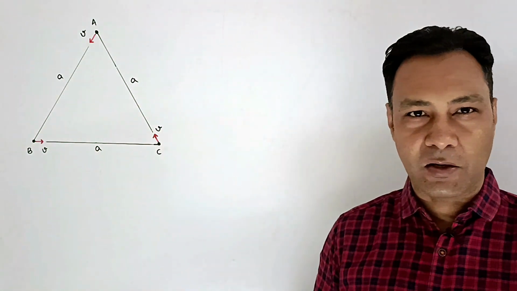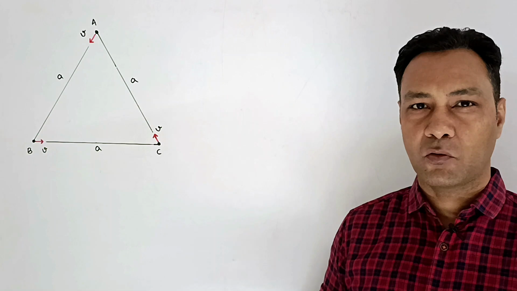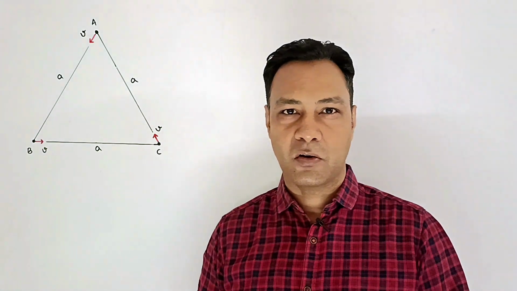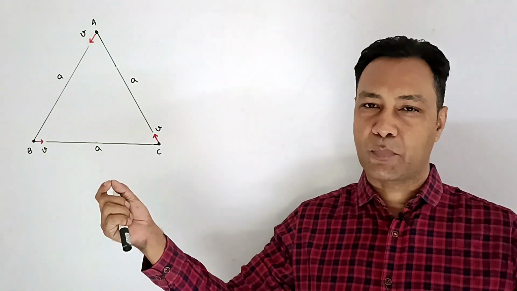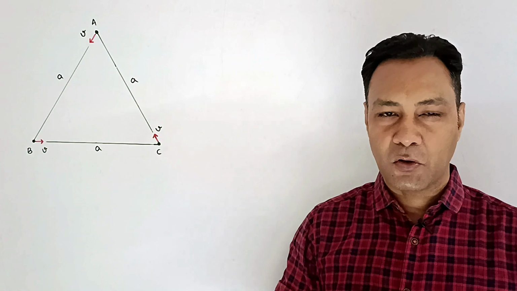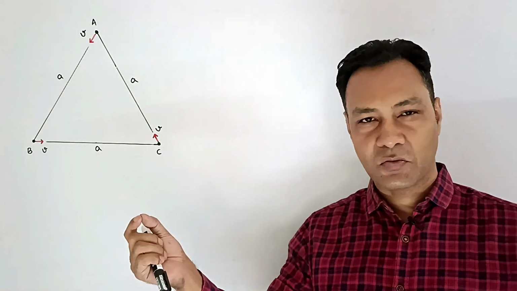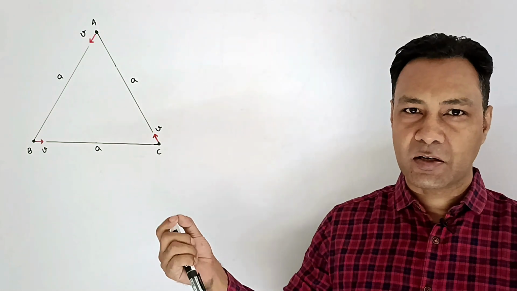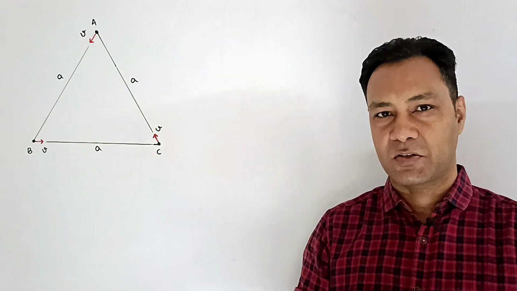Before we go ahead, I'll give you a little bit of introduction to the concept of velocity of approach. As the name says, velocity of approach is the rate at which the separation between two particles decreases. Suppose the velocity of approach between two particles is 5 meters per second. What does that mean? That their separation is decreasing by 5 meters every 1 second.